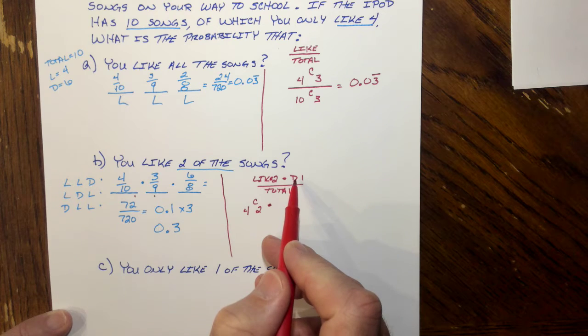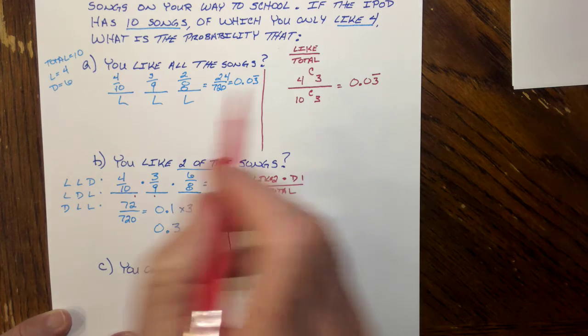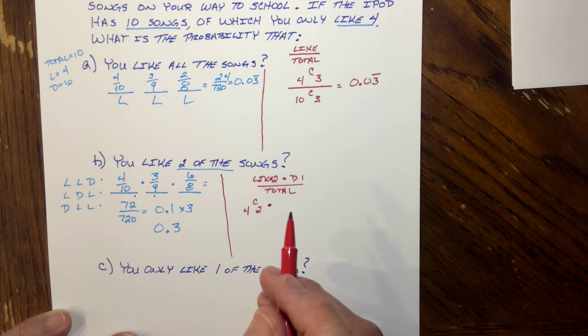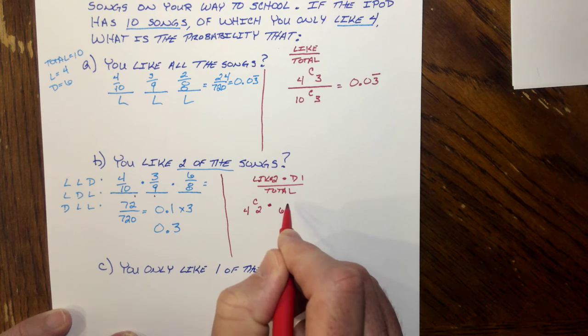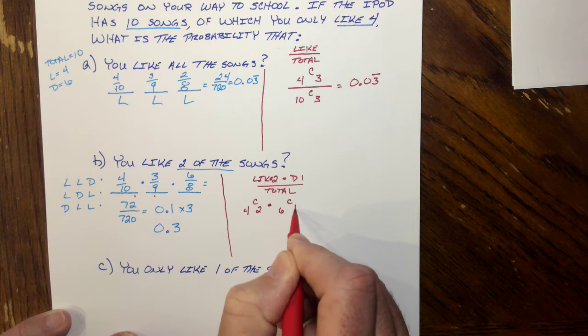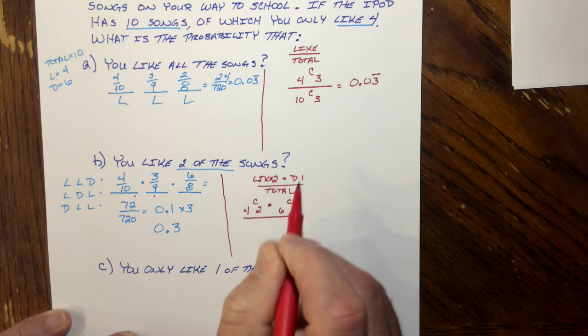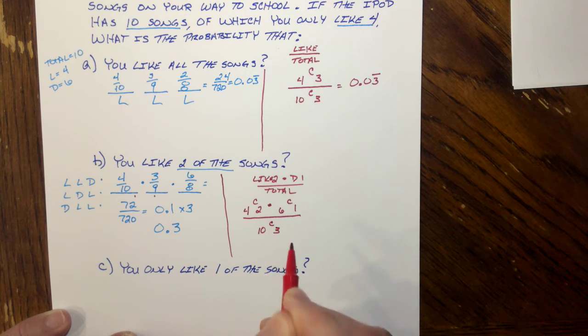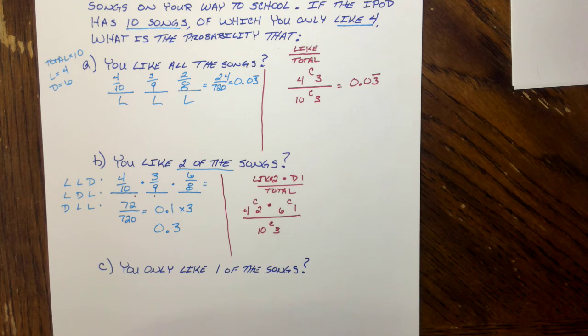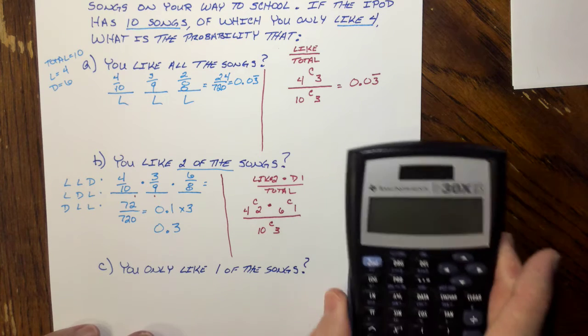Times, we got dislike. Well, how many songs don't we like? Well, if we like 4, we dislike 6. And we need 1 of those to be played. Well, we don't need it, but it's going to happen, in other words. And what's our total again? 10 songs with only 3 being played. So, let's check it out.